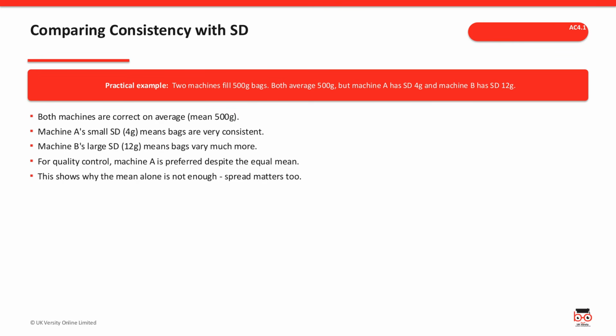Picture two machines filling 500-gram bags, both averaging exactly 500 grams, but machine A has a standard deviation of 4 grams, and machine B one of 12 grams. On the mean alone, they look identical. But machine A's small spread means its bags are beautifully consistent, whereas machine B's larger spread means they vary far more. For quality control, you'd pick machine A every time, which shows exactly why the mean alone isn't enough. Spread matters too.